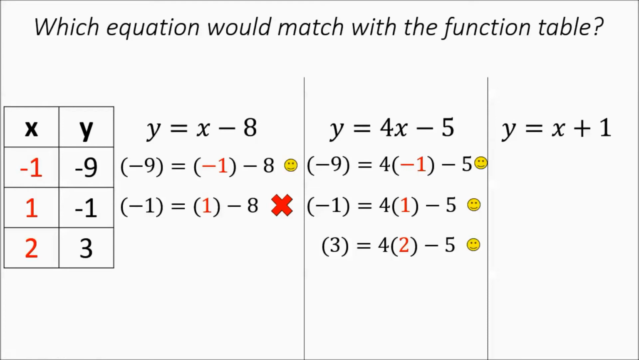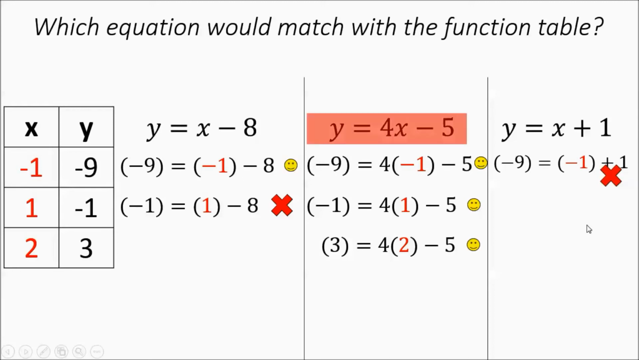I'm going to go ahead and try this last one. Check that first input and output. -1 plus 1 does not work out to -9, so we know it's not that one. So it is the middle equation. This equation displays this function table. They would match.